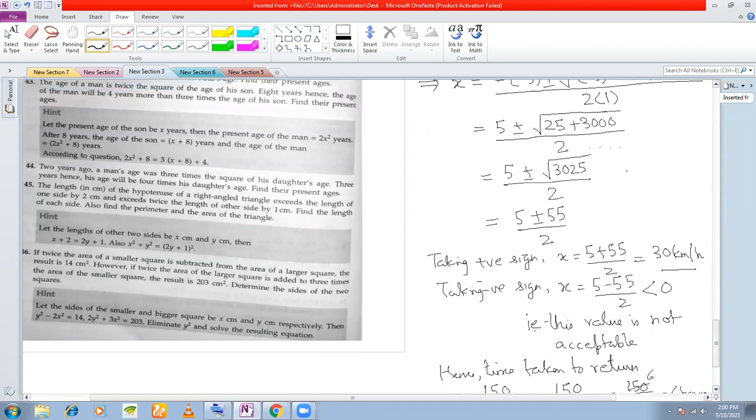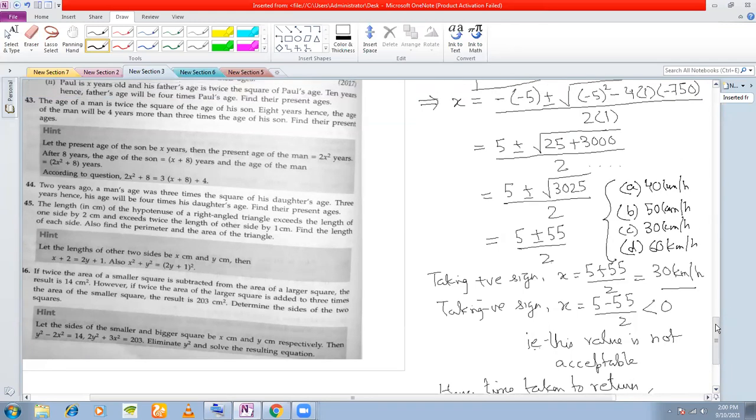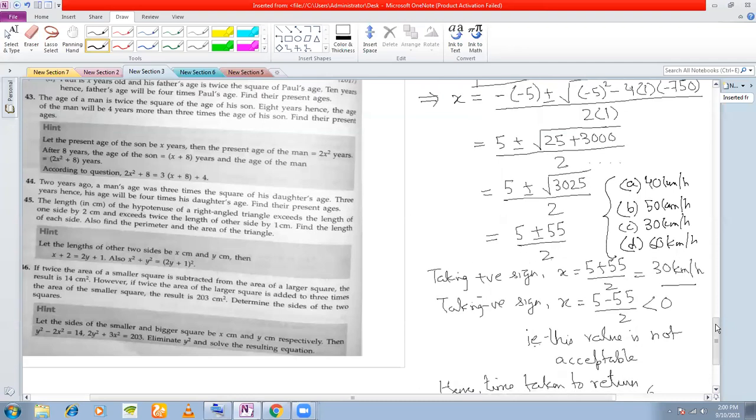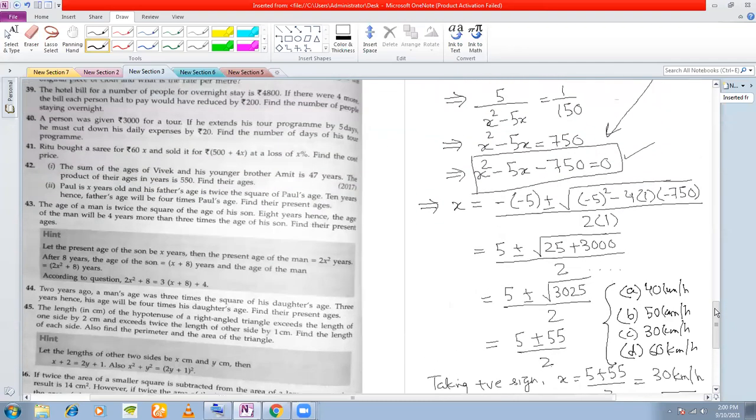Suppose I give you four options. Option A, I give you 40 km/h. Option B as 50 km/h. Option C as 30 km/h. And option D as 60 km/h. Now, following these options, you can actually answer the second question. Following the options in the third question, you can answer which equation is the one.